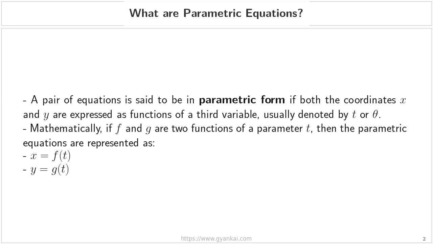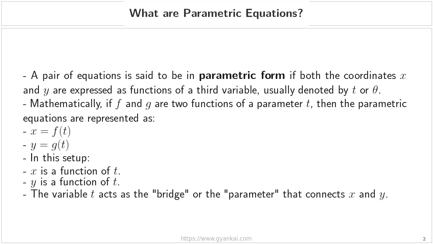To express this mathematically, if we have two functions, which we can call f and g, that both depend on the parameter t, then the parametric equations are represented as x equals f of t and y equals g of t. In this setup, it is important to understand the relationship. x is a function of t, and y is also a function of t. The variable t acts as the bridge or the parameter that connects x and y.